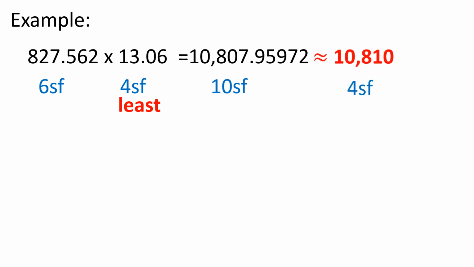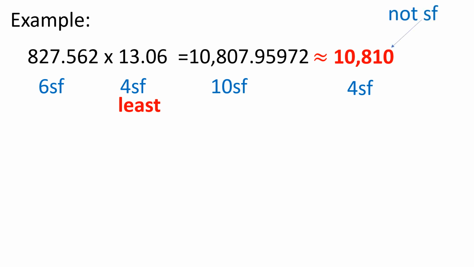For example, let's multiply 827.562 by 13.06. This gives 10,807.95972. Let's look at the number of significant figures. This has 6, this 4 and this 10. Taking the least significant figure, our answer will be approximately 10,810. Note, the last number 0 is not significant.